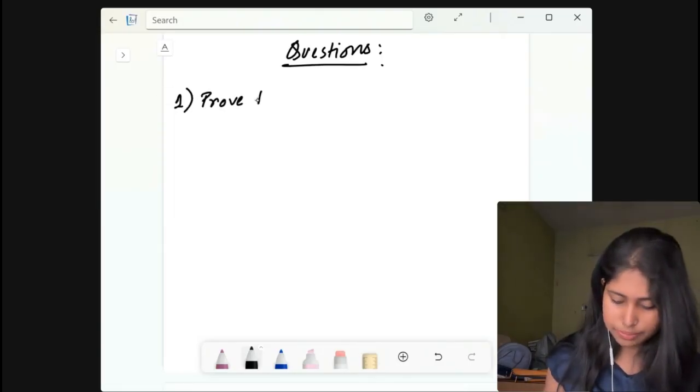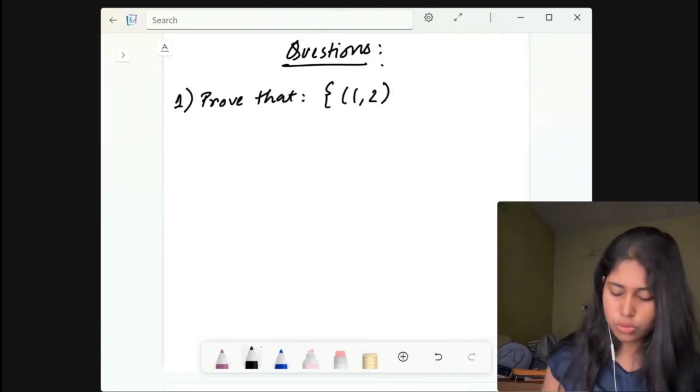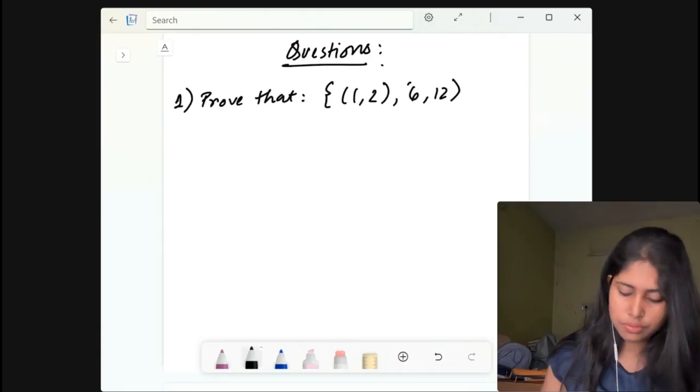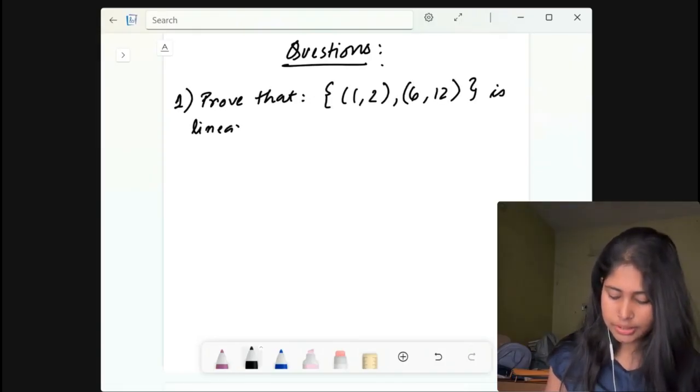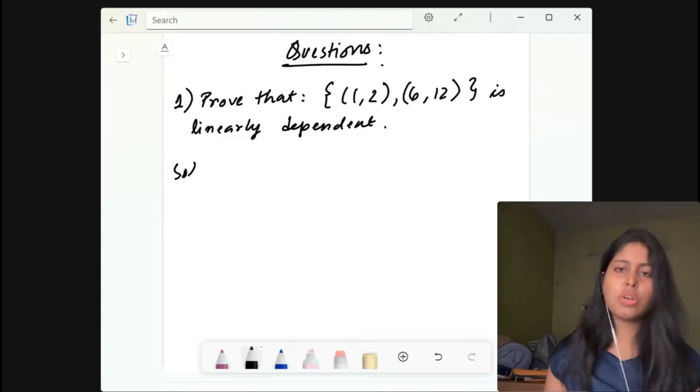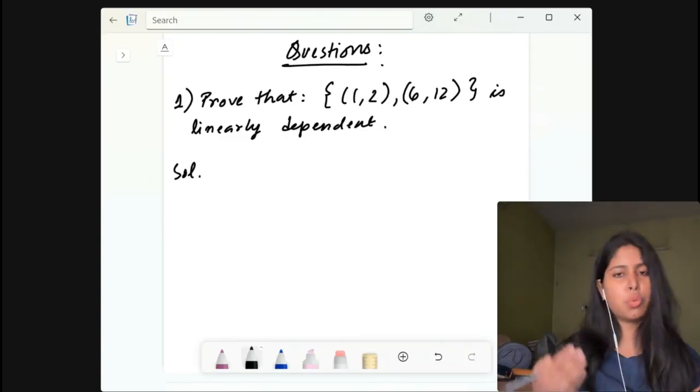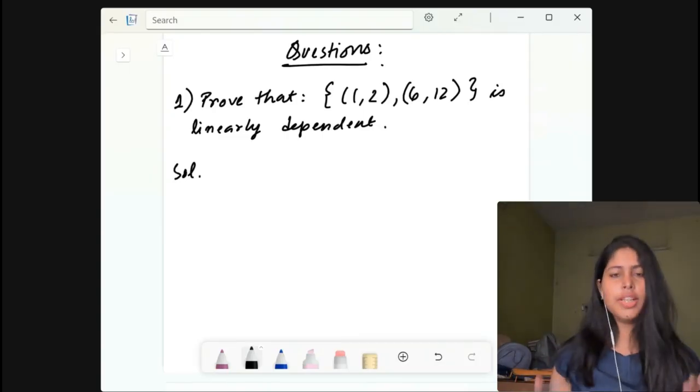Prove that (1, 2) and (6, 12) is linearly dependent. Now, for these questions to solve, first you need to do what? You need to consider two scalars. We will let C1 and C2 be two scalars.